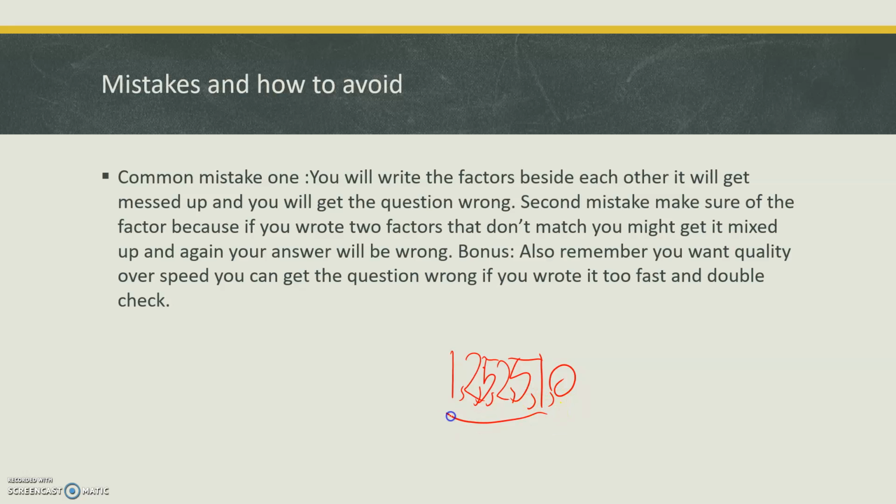I personally do not advise using this way, but sometimes when you do that, you'll write it beside each other, like 1 times 10, 2 times 5, and sometimes you might get mixed up, like 1 to 10, 2 to 5. Sometimes you'll get messed up.